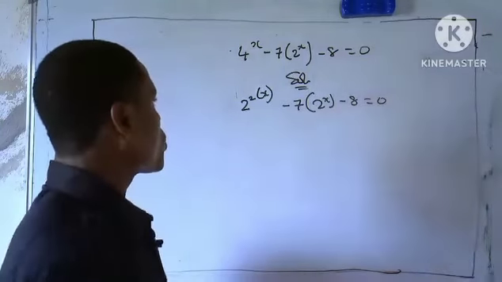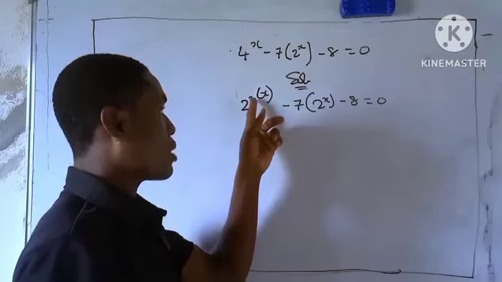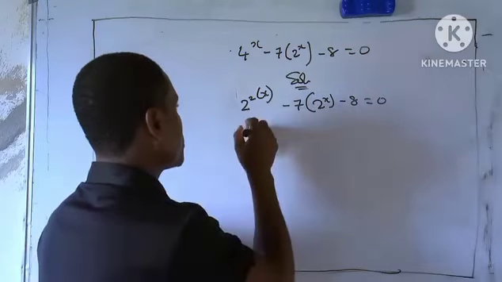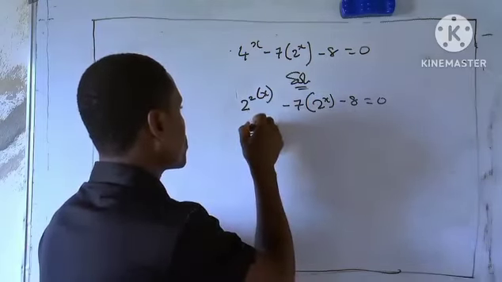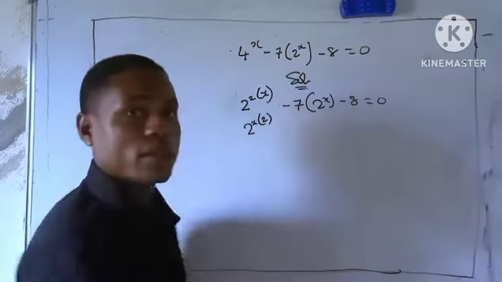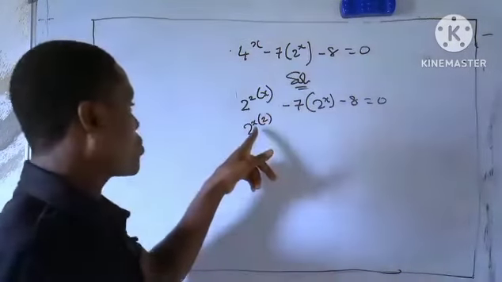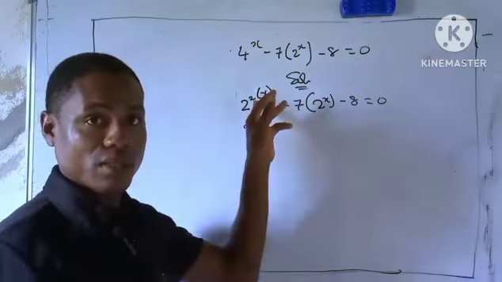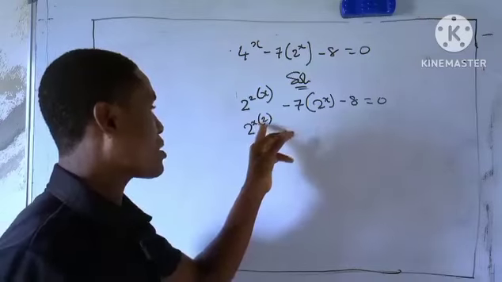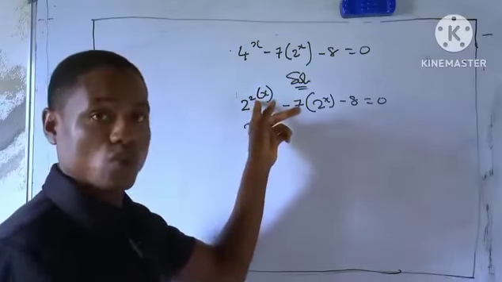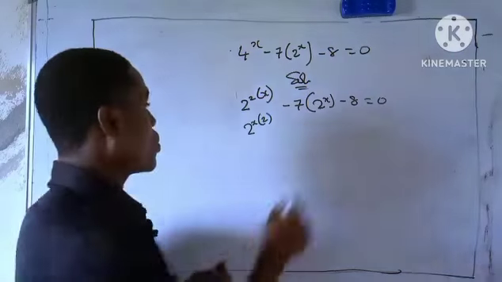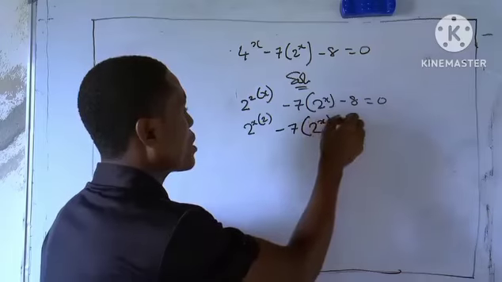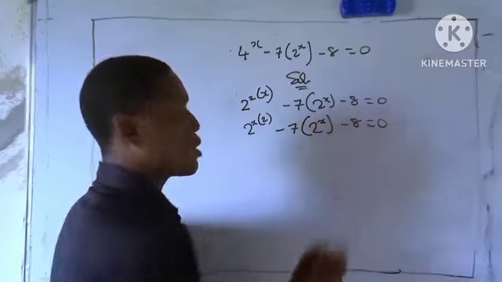Are you getting it? So here we have 2 raised to power 2 raised to power x, right? We can write this in this form, right? 2 raised to power x multiplied by the index number, because 2 raised to power x multiplied by 2 is still this, because if you multiply x times 2, it will still give us 2x. Okay, so we have minus 7 2 raised to power x minus 8 equal to 0.